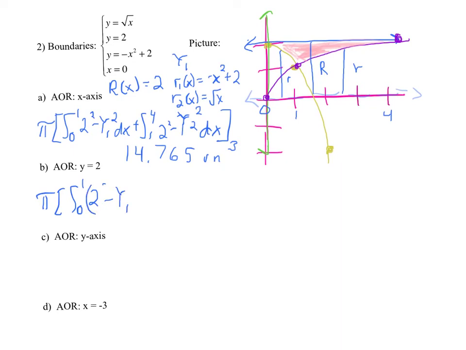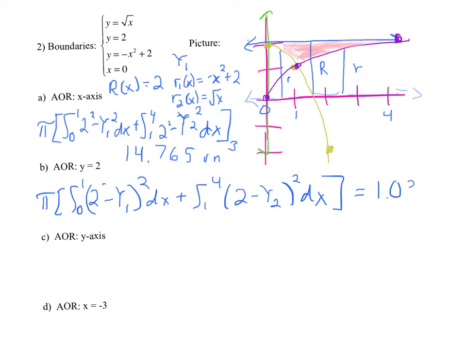And that entire thing squared, since we're just doing the area of the top minus the bottom. And then the integral from 1 to 4 of the top curve minus the bottom curve, which is y2 squared dx. And putting that into our calculator would give us 1.0333 pi.